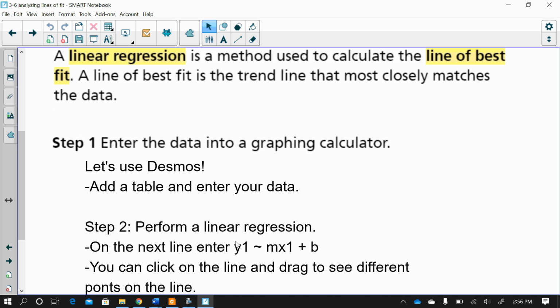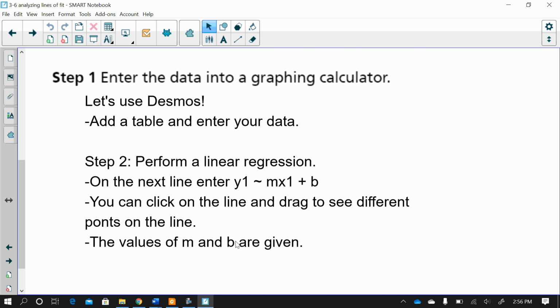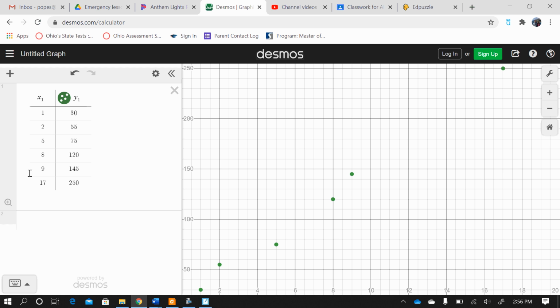That was step 1. Step 2, we want to perform a linear regression. Underneath your table in the next line, we're going to enter y1 tilde mx1 plus b. I'll show you 2 different ways to do that. See how we have a 1 here? We're going to go down to 2. We're going to type in y1, literally type in the button y1, and we're going to do tilde. On my computer, it's shift, and then the button right above tab is how you get the tilde. So that's how I can find it.